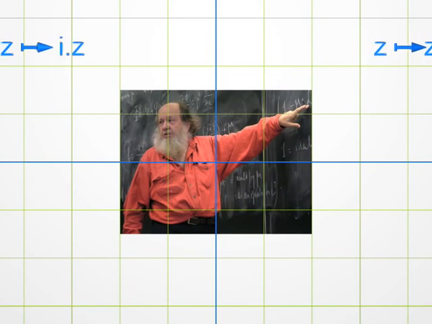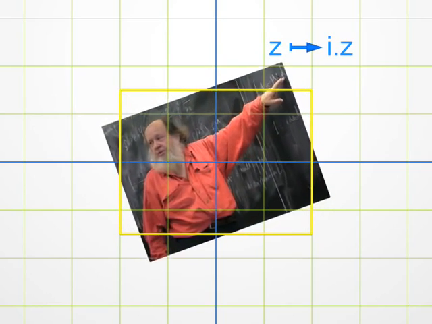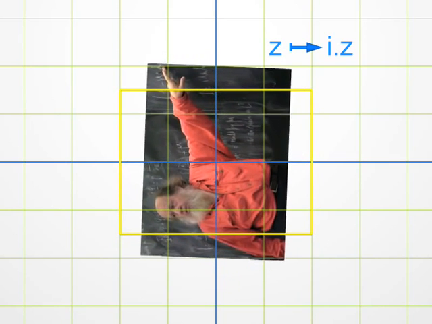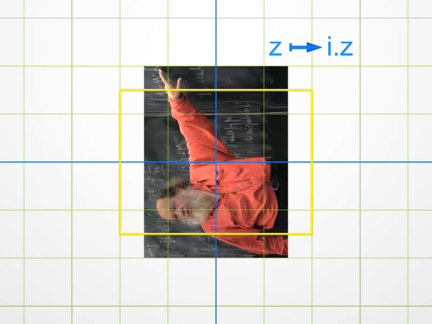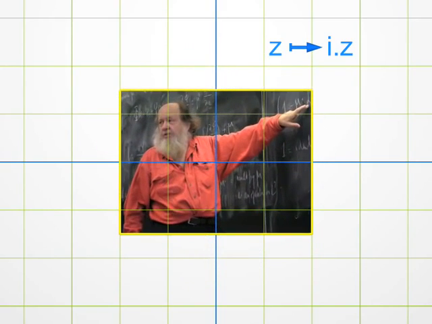Let's go to the multiplication by i. Easy. We know that multiplying by i is just a quarter turn. Note that the modulus does not change, but the argument increases by 90 degrees. Indeed, this is quite a sophisticated way of saying that we just rotated the picture.